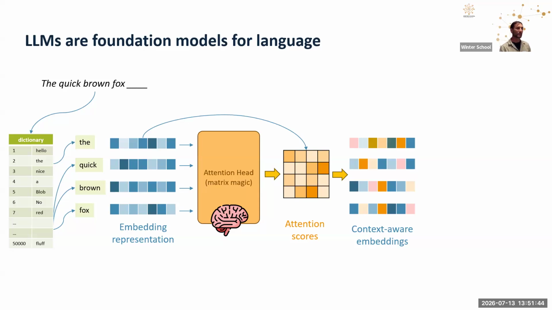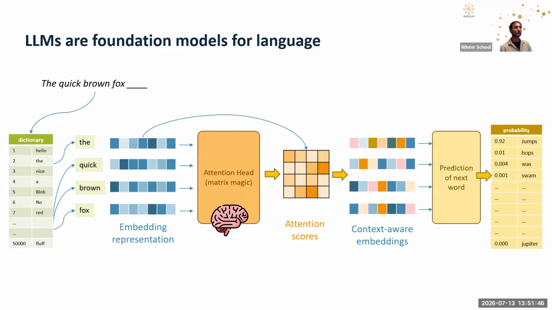They are context-aware embeddings. And then those go into the prediction mechanism, and the model gives you a probability distribution of what's the next word. And in this case, of course, the highest probability would be "jumps." That doesn't mean that the next word will always be "jumps." These are drawn from a distribution.